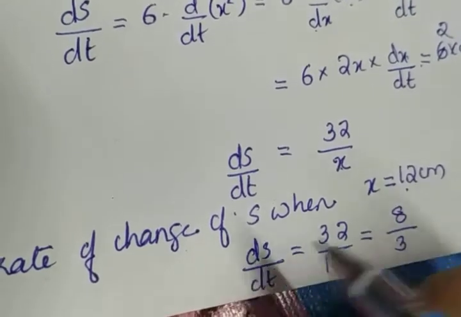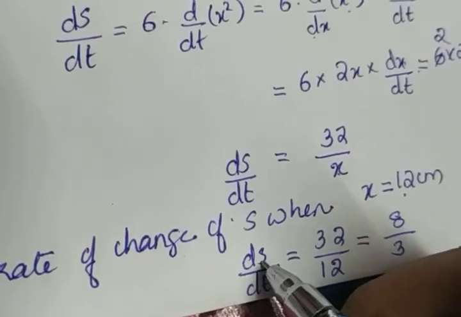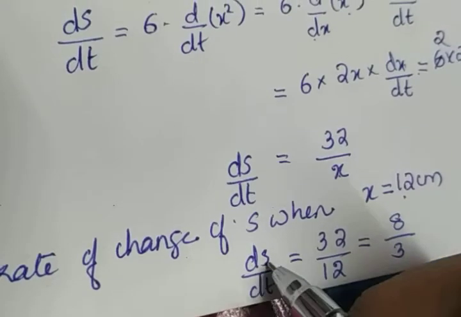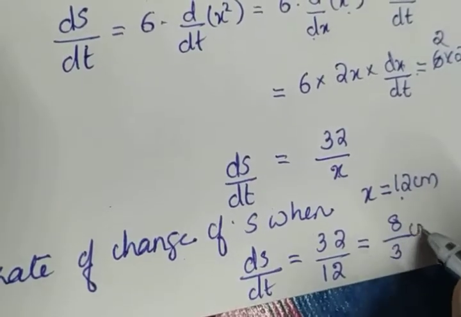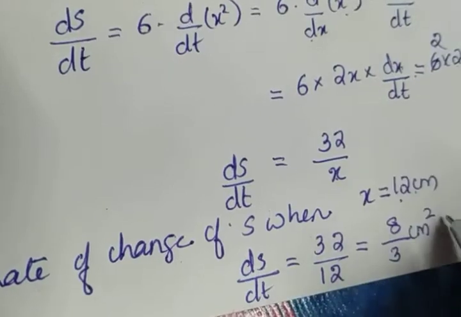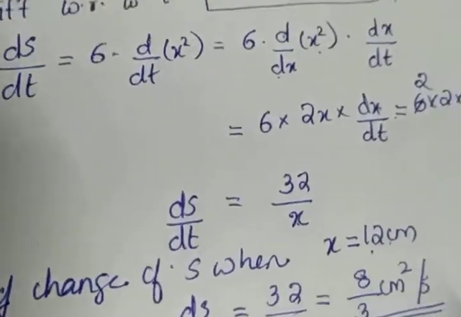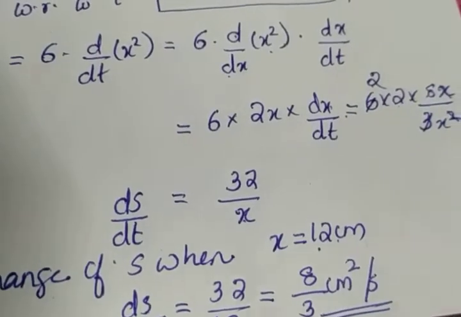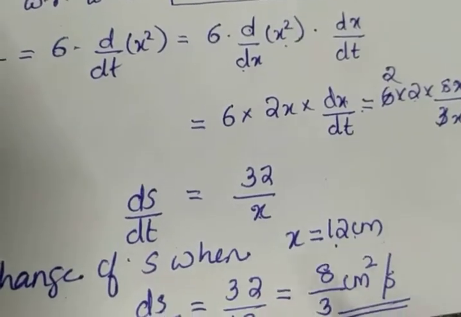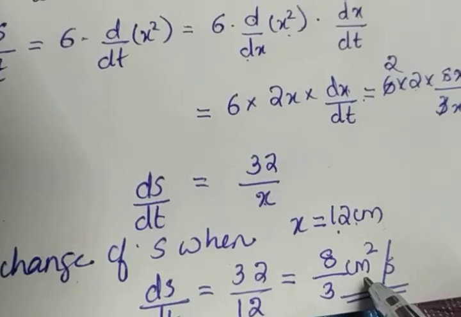To write the units, what you have to do? Write the unit of surface area by the unit of time. The unit of surface area is centimeter square because the edge is given in centimeter, by the unit of time, which is second. So the answer to the required rate of change, or how fast is the surface area increasing, is 8 by 3 centimeter square per second.